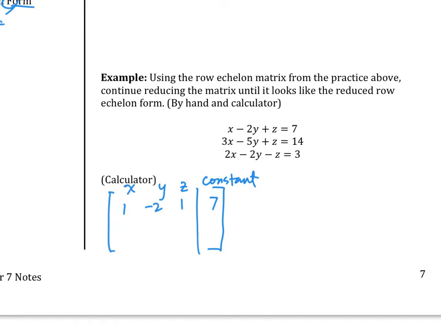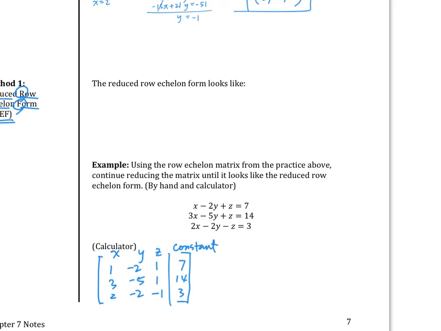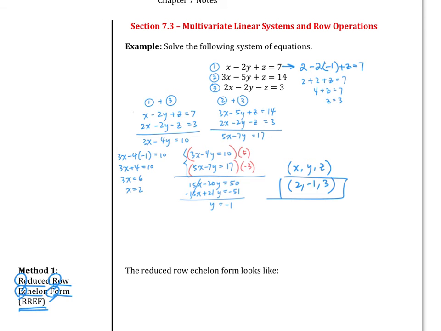Okay, I'm going to do the same for the second equation. So only taking the coefficients. 3, -5, 1, 14. And then the last one, 2, -2, -1, 3. We're going to learn how to reduce this, or how to get the answer, by hand. And then I'm also going to show you how to do it by calculator.